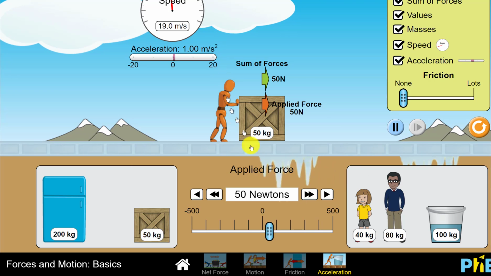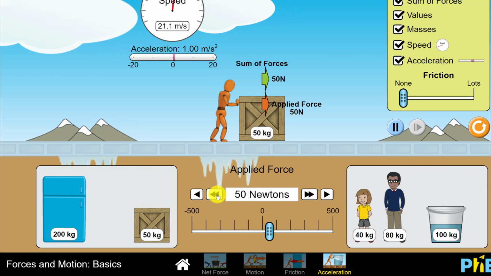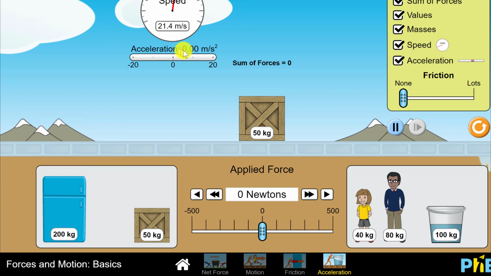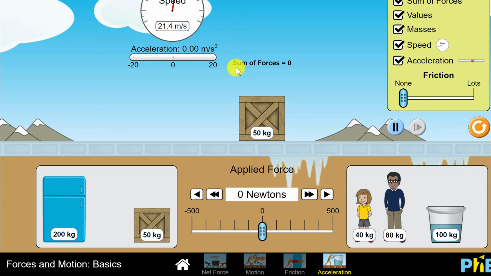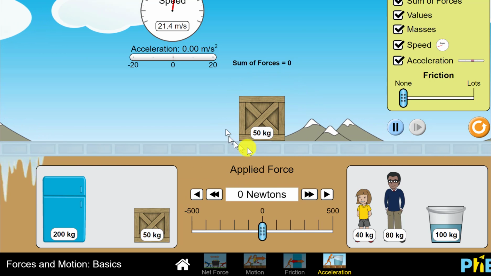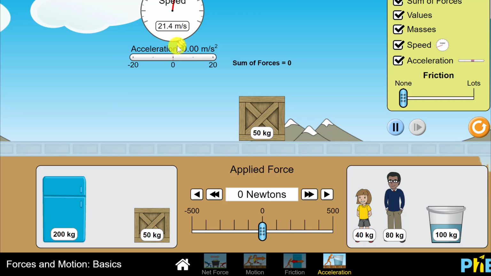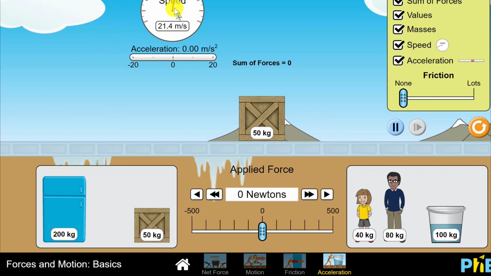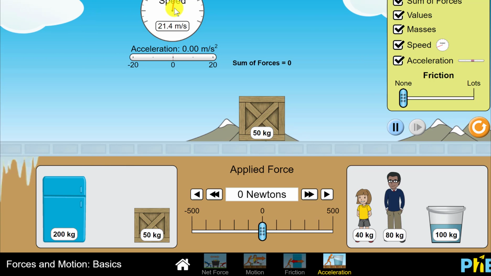Now, if I tell him to stop, boom, the acceleration is now 0. The sum of the forces is equal to 0. There actually are no forces acting on it. So the net force is 0. The acceleration is therefore 0, and the speed stays constant.